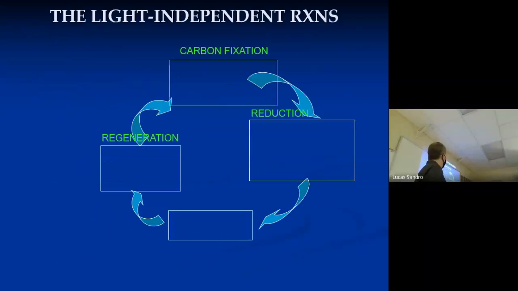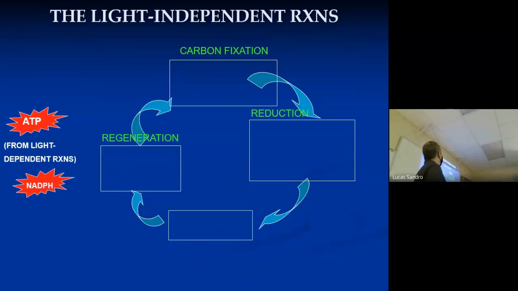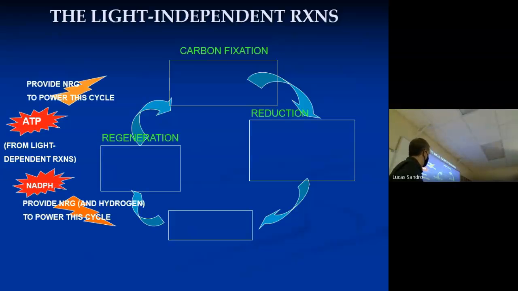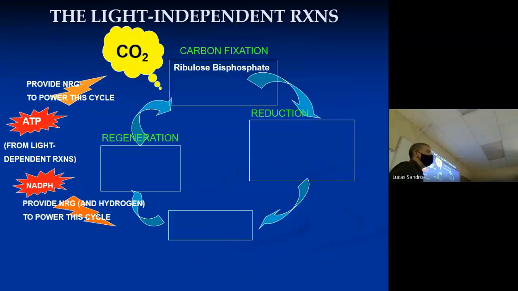Okay. Here we go. Light independent reactions. ATP and NADPH coming from the light dependent reactions provide the energy to power the phases of the light independent reactions. In brief, those phases are this. CO2 comes in. A molecule called ribulose bisphosphate, which you're welcome to abbreviate as RUBP, grabs carbon dioxide from the air. That's the molecule that fixes the carbon.